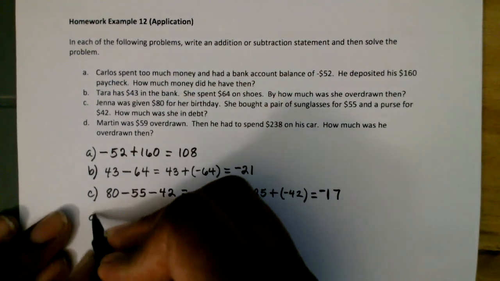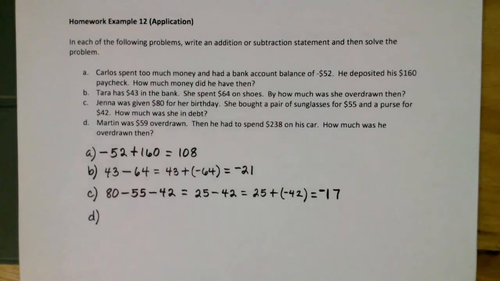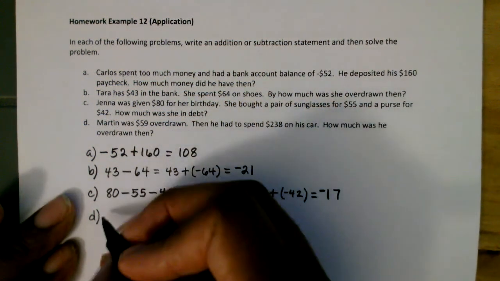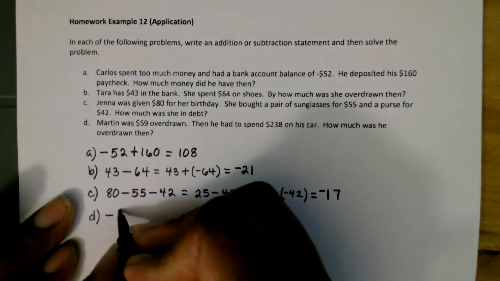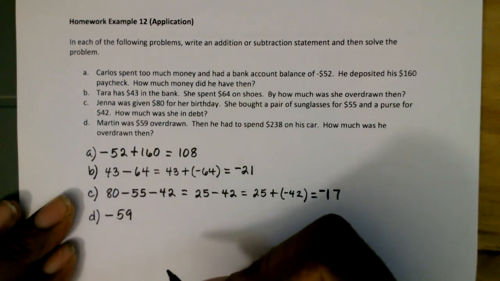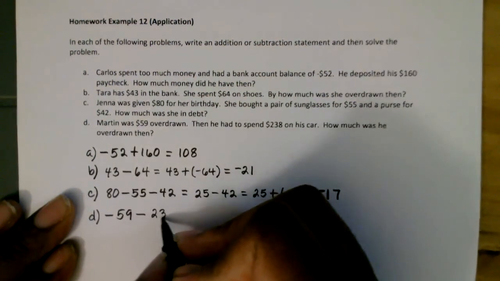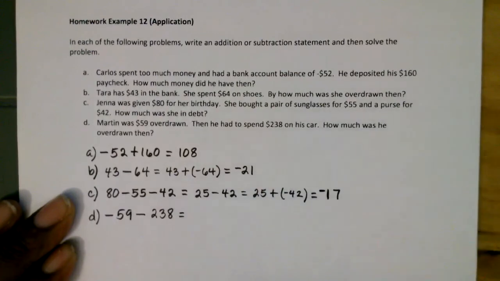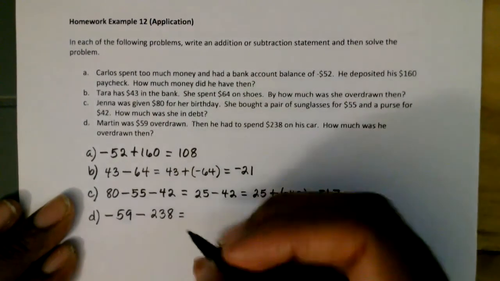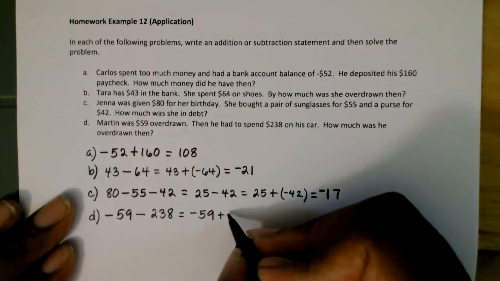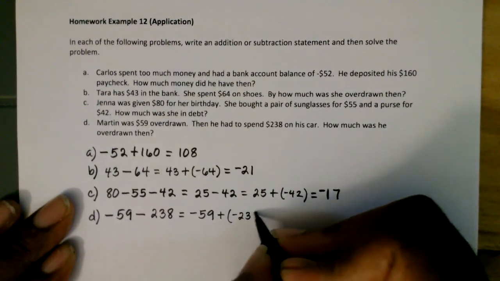And part D. Martin was $59 overdrawn. Then he had to spend $238 on his car. How much was he overdrawn then? So $59 overdrawn as an integer would be negative 59. He spent $238, so it's minus 238. So that's the subtraction sentence. So it'd be negative 59 plus the opposite of 238, which would be negative 238.